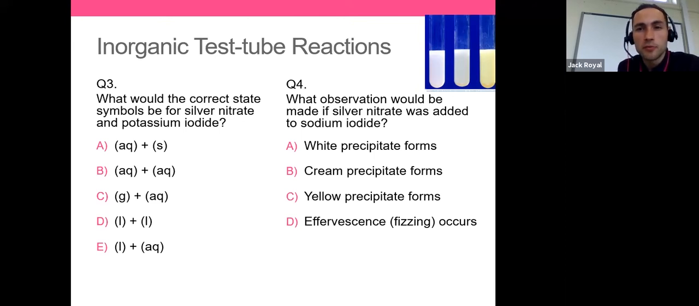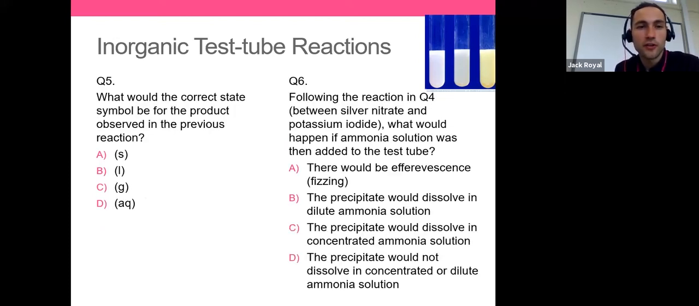So again, just 10 multiple choice questions, just asking you to see if you understand the video, see if you can interpret what we've looked at. Question 5 and question 6. Again, we're focusing on sodium or potassium iodide. When I add silver nitrate to the iodide ions, what is the product that I would observe? So what's the state symbol of the product? Solid, liquid, gas, or aqueous? So write down the letter and we'll go through the answers in a couple of minutes' time.